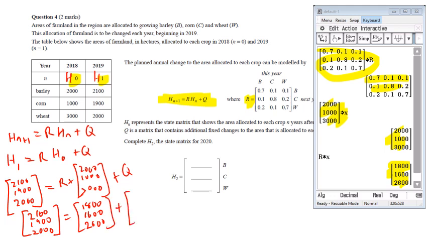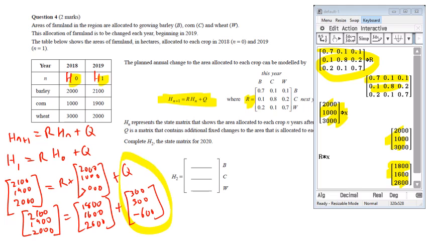Now, Q must be the same order for this whole thing to work. So if you think 2100 equals 1800 plus 300, yes? 1900 equals 1600 plus 300, and 2000 equals 2600, we're going to do minus 600. And so now we know what Q is. So Q is this, and that really helps us out.